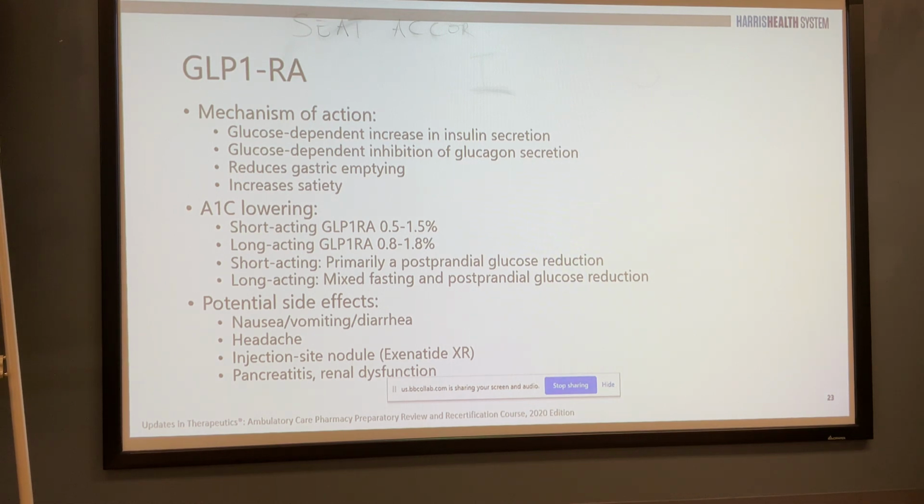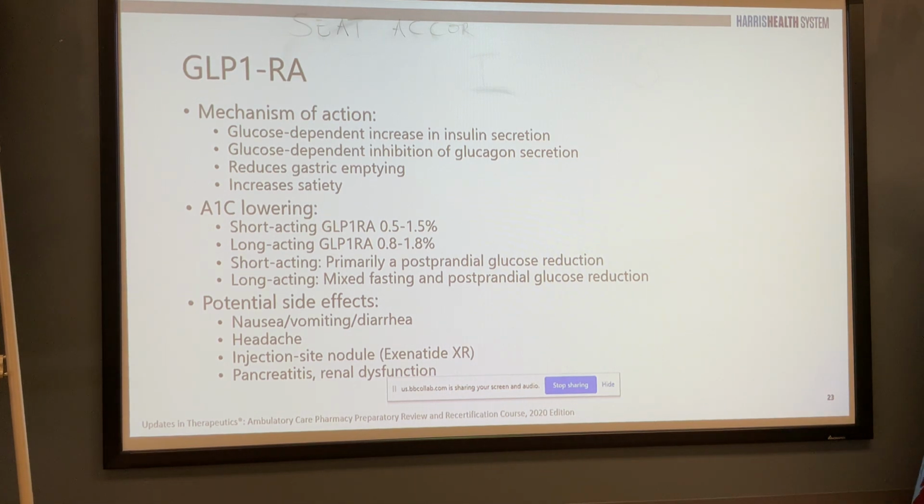GLP-1s are classified as either short-acting or long-acting. The A1C reduction is anywhere between 0.5 to 1.8%. Honestly, in clinical practice, I think it's higher, probably because the patients are just adherent.